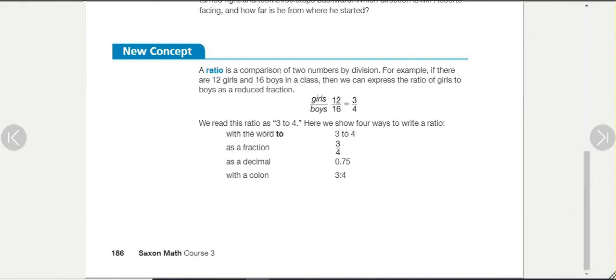Hey, today we're talking about ratios and rates with a little bit of rounding in there too so that we can do approximate ratios. Most of this is review. You know what a ratio looks like.